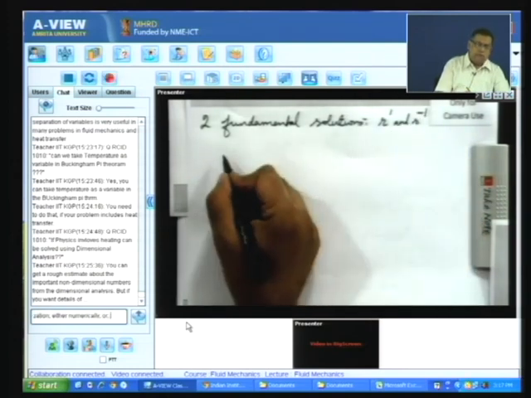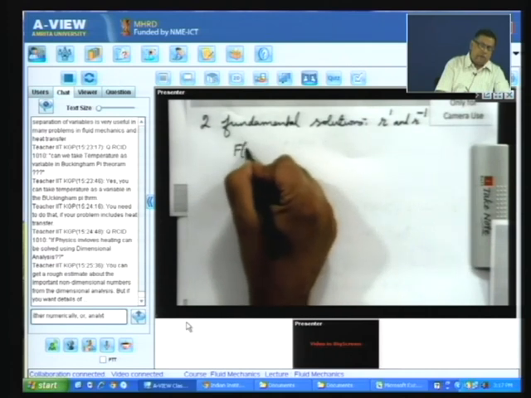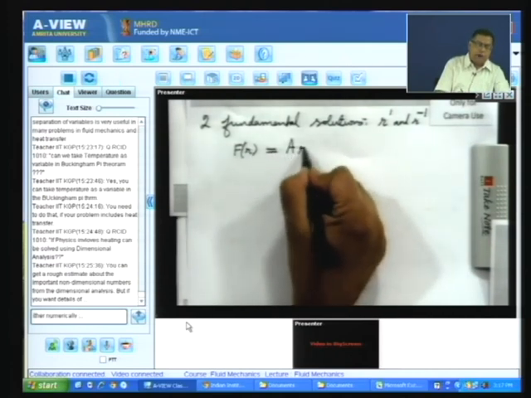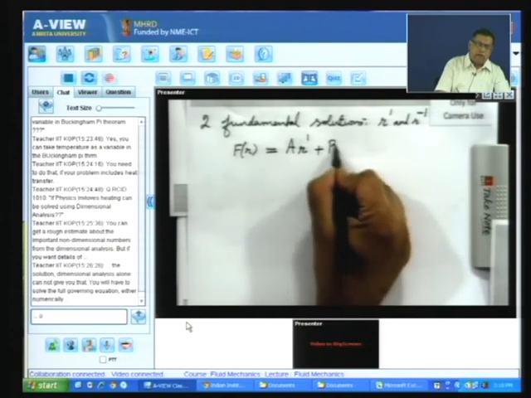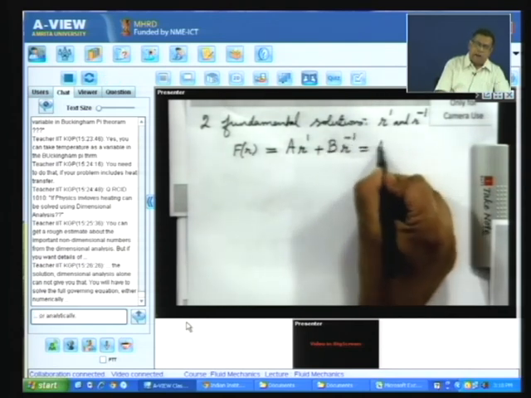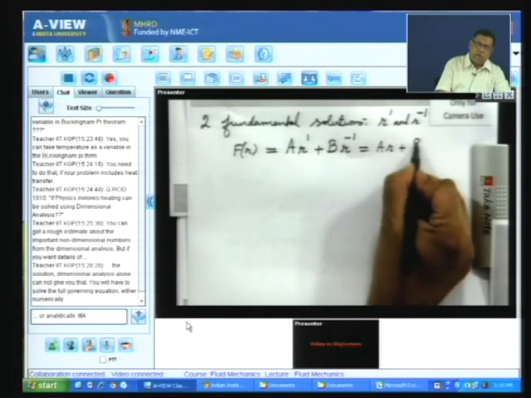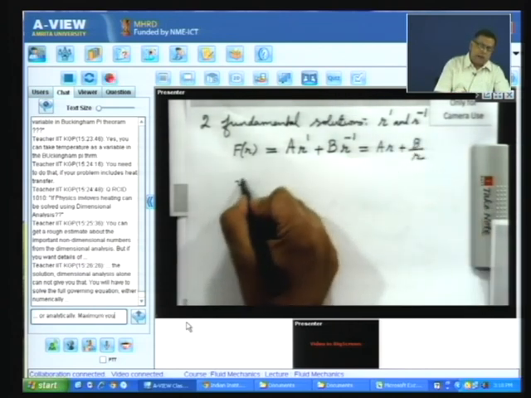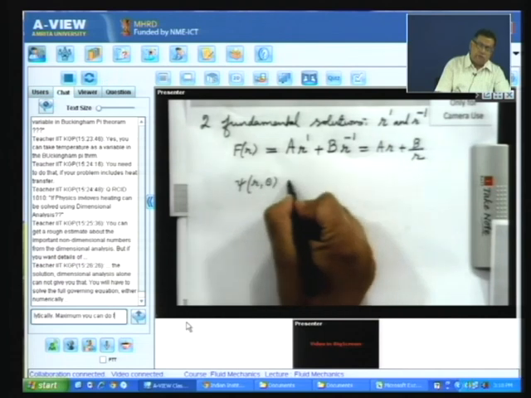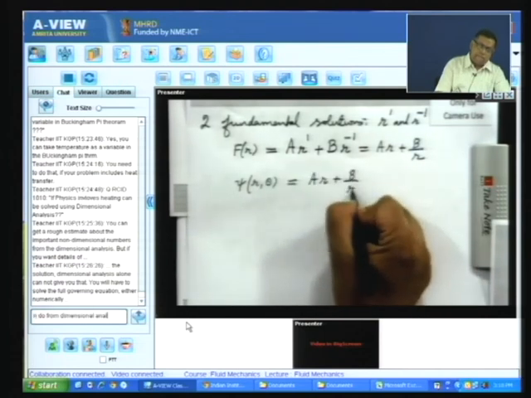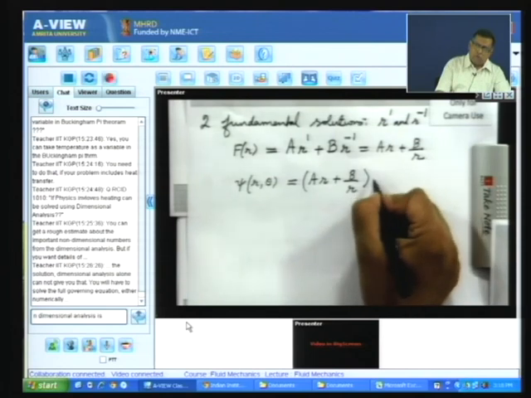So, the general solution f of r will be a linear combination of the 2, say some constant A into r to the power 1 plus another constant B into r to the power minus 1. We can write it as A r plus B upon r. In other words, we are saying that psi of r, theta must be of this form: A r plus B by r into sin theta.